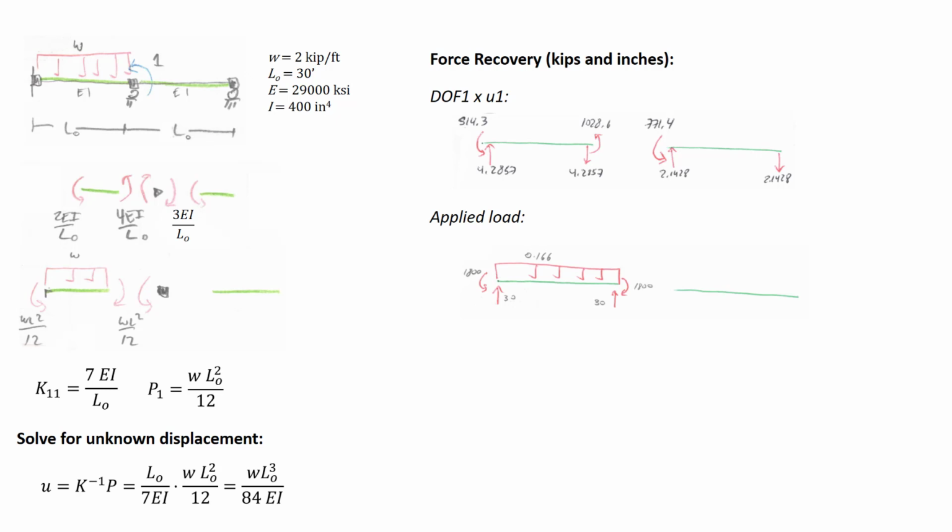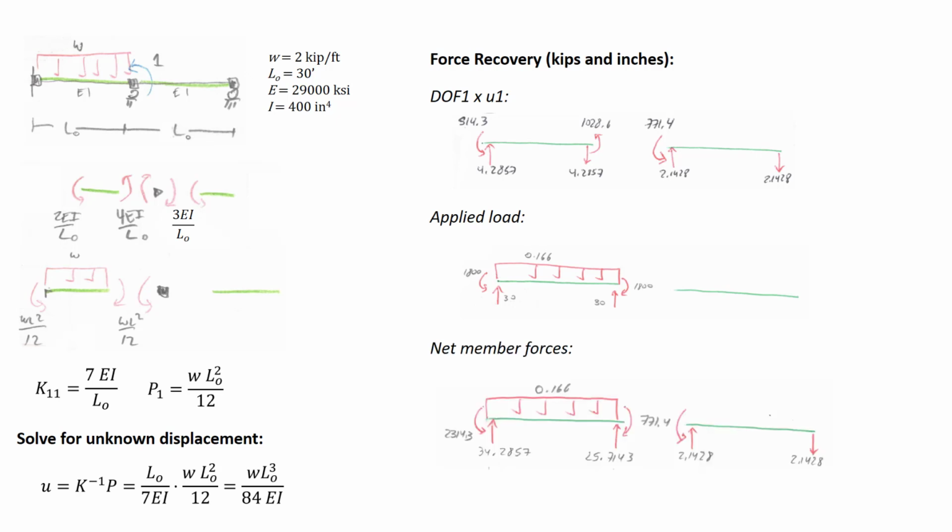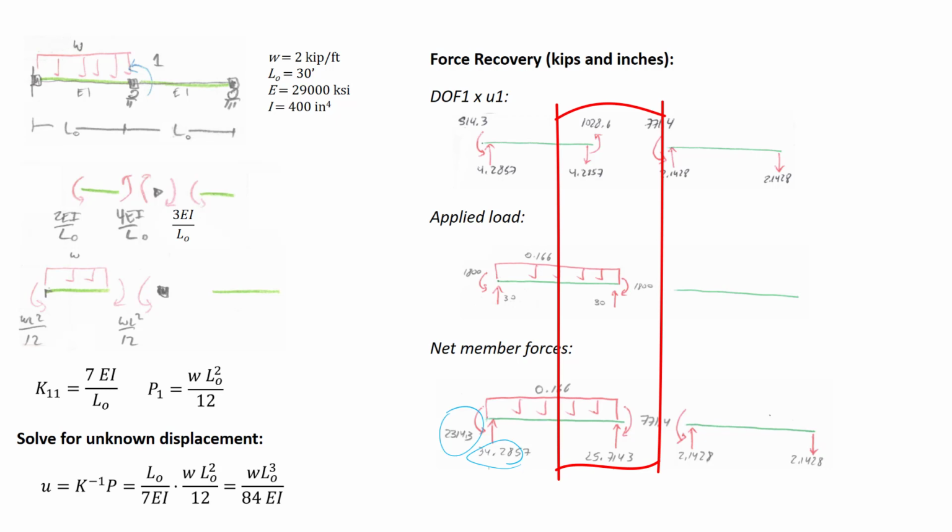The load of 20 kips per foot times the length of 30 feet is 600 kips, divided evenly because of symmetry, 30 kips for each side. Add the two together, and we get the net member forces. So the moment on the left-hand side is 1800 plus 514. It gives us 2314. The shear on the left-hand side is 30 plus 4.2, gives us 34.2. The shear on the right-hand side is 30 minus 4.2, gives us 25.7.